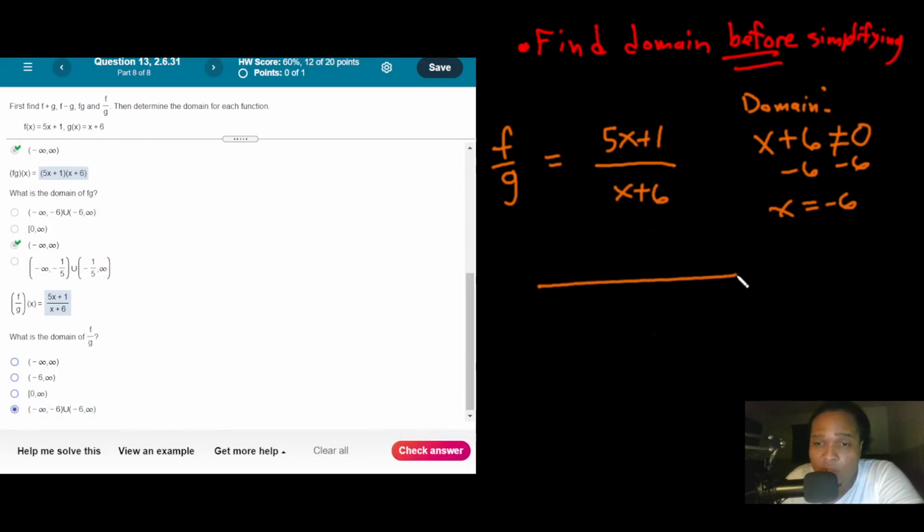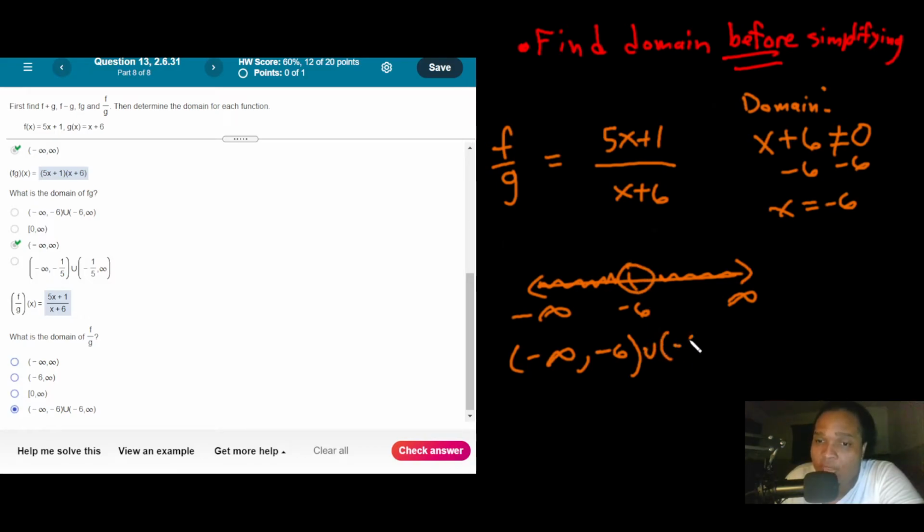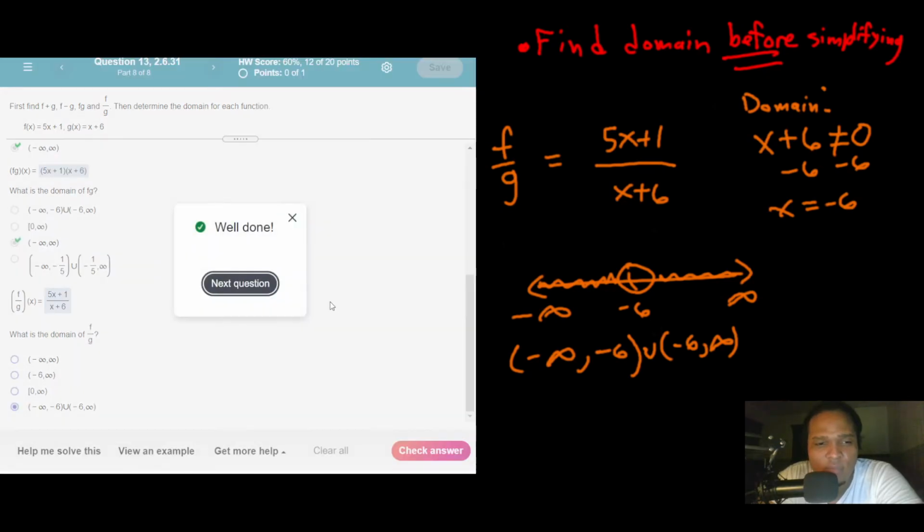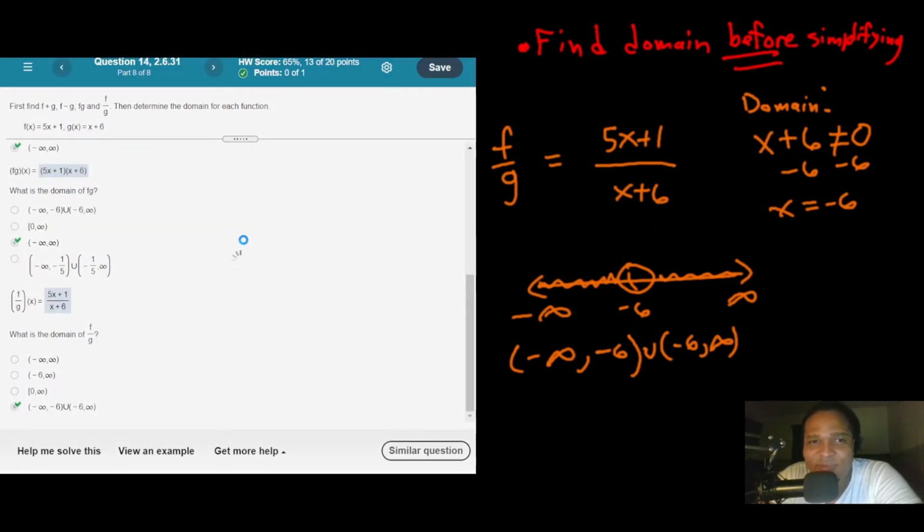So remember, you make a number line, you put your negative 6, put an open circle there, shade everything else. This is positive infinity, negative infinity. So negative infinity all the way to negative 6. Close it up with a parenthesis because it's not equal to. We have a big space here. Union with negative 6 to infinity. There we go. Well done.